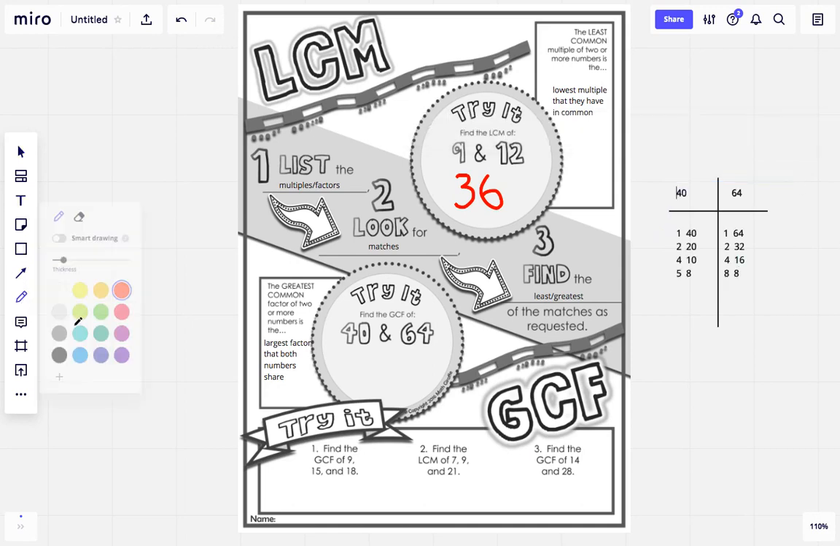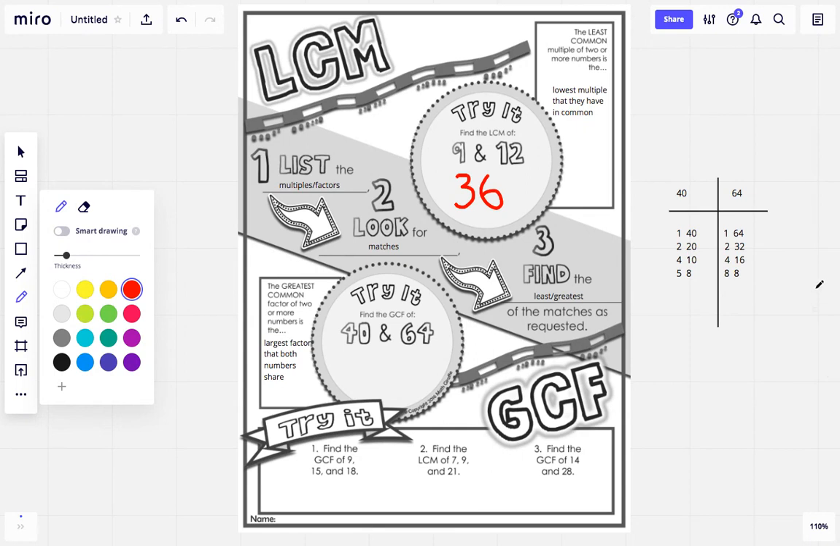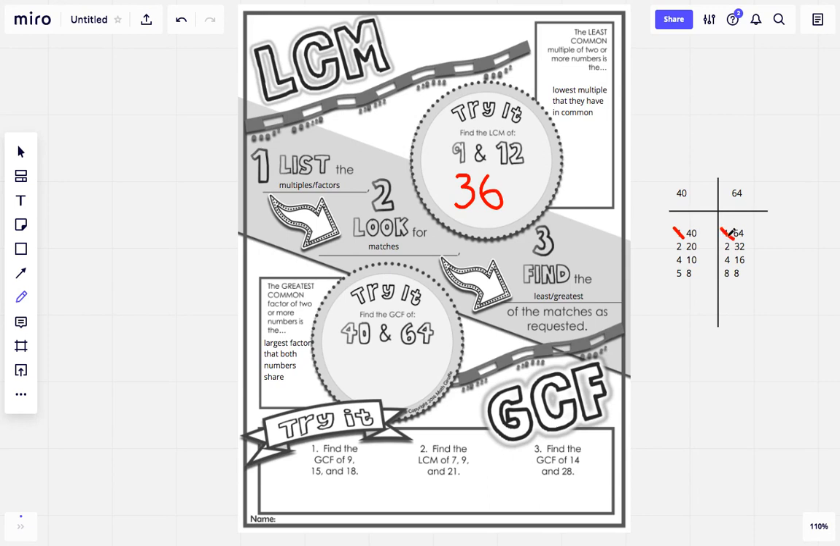So now, since we're looking for the greatest common factor, we're looking for the number that is on both sides, that is the largest. So we can start at the bottom. So they both have 1. Every number will have 1. They both have 2, but they still have more factors after that. They both have 4. And it looks like the largest or the greatest is 8 that they share. So the greatest common factor of 40 and 64 is 8.